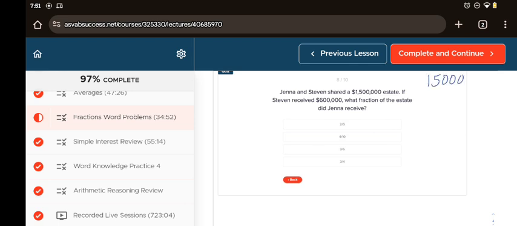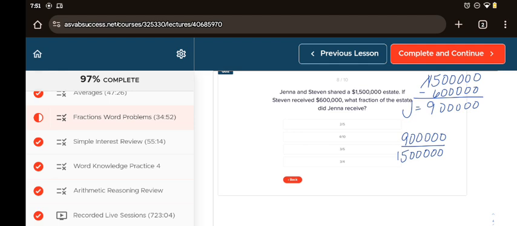So we're going to subtract here: 1.5 million minus 600,000. 0, 0, 0, 0, 0, and 15 minus 6 is 9. So Jenna received 900,000. We want to set this up as 900,000 over 1,500,000 to find the fraction. We can eliminate as many zeros as we have in common. This one's great because it simplifies all the way down to 9 over 15, so we don't have to divide anything ginormous. I'm going to rewrite that down here and simplify by 3 top and bottom. 9 divided by 3 is 3, 15 divided by 3 is 5. So my answer is 3/5.